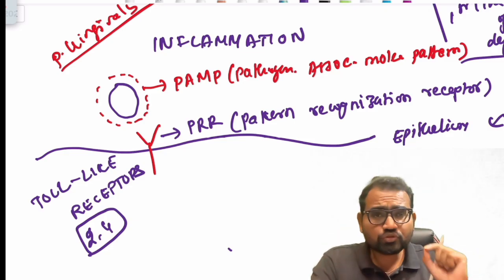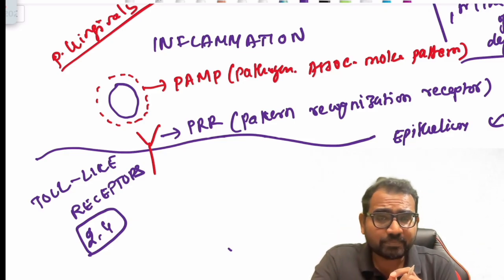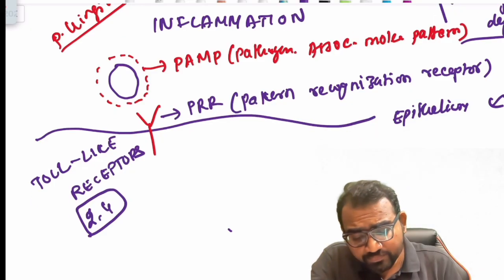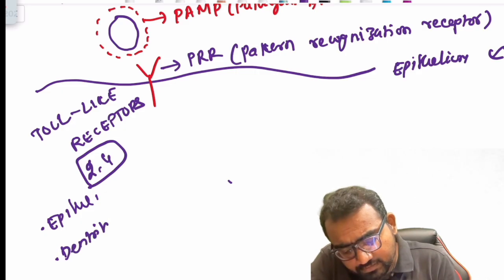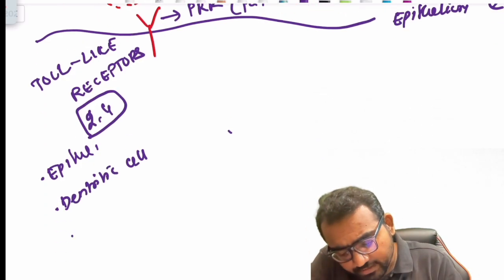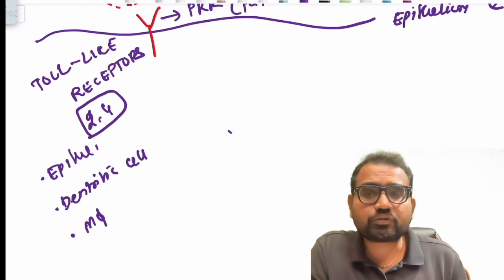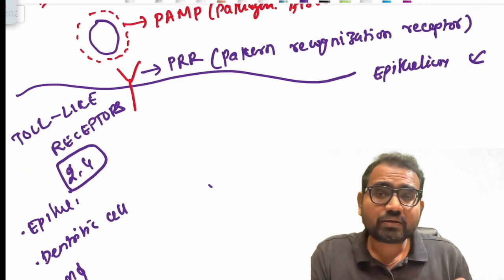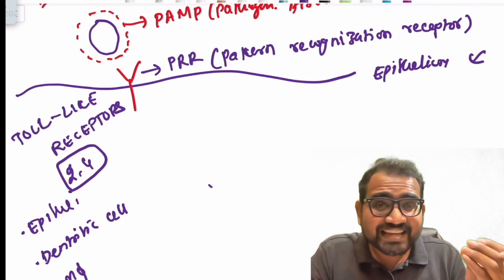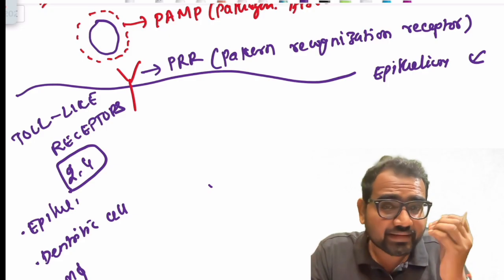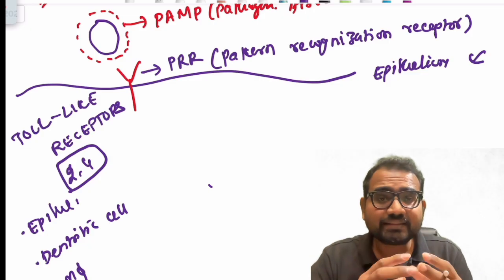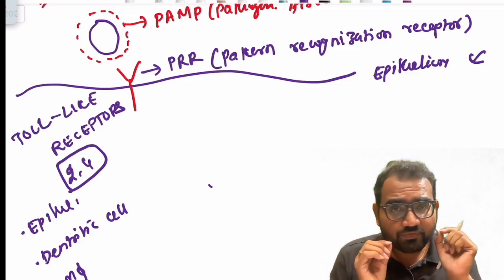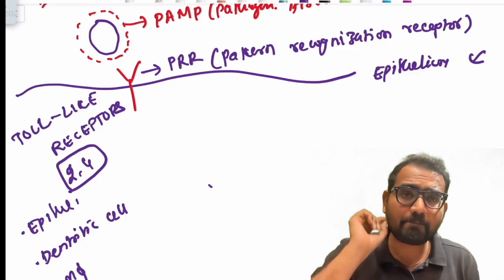Now what happens? These toll-like receptors will be present in the epithelium. It will be present in dendritic cells, in macrophages, tissue macrophages, NK cells, natural killer cells, and a few other different cells in the epithelium. So these different cells have toll-like receptors. What is the function of toll-like receptors? It recognizes the PAMP.